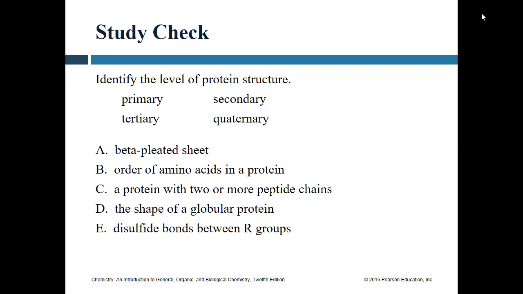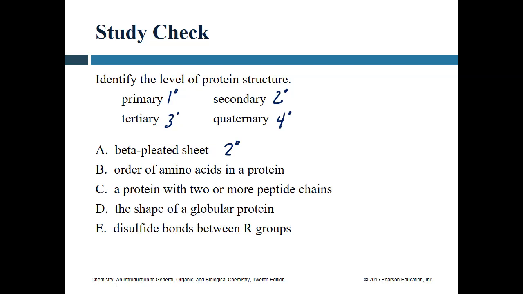So just to kind of rehash some of that, let's go through and do some study questions here and identify, based upon the description, whether these are primary, secondary, tertiary, or quaternary structures. So a beta pleated sheet, what kind of a structure is that? That's secondary. So primary, secondary, tertiary, quaternary. So a beta pleated sheet would just be a secondary structure.